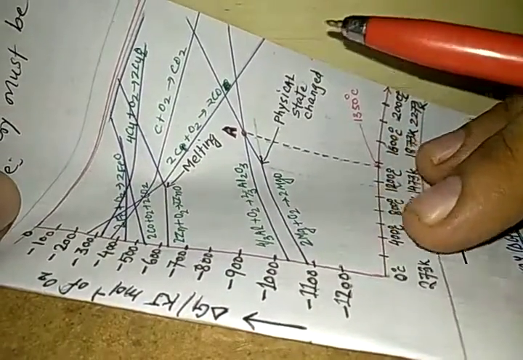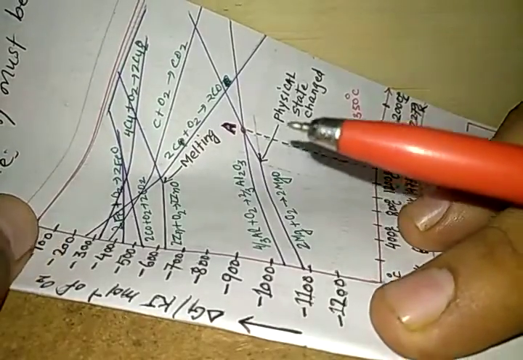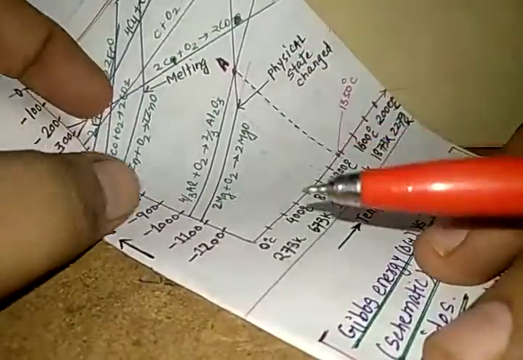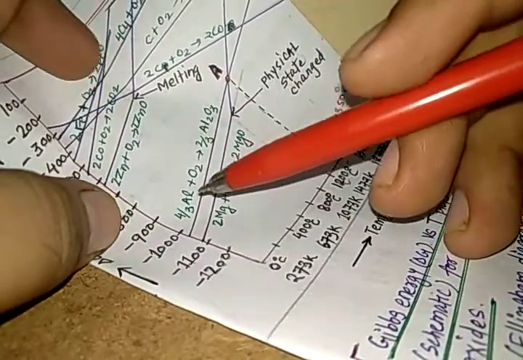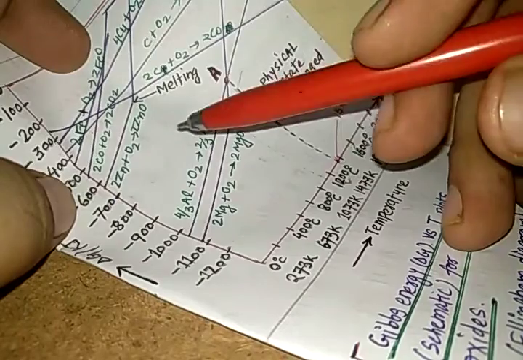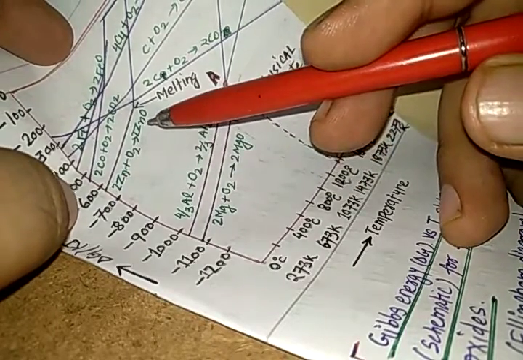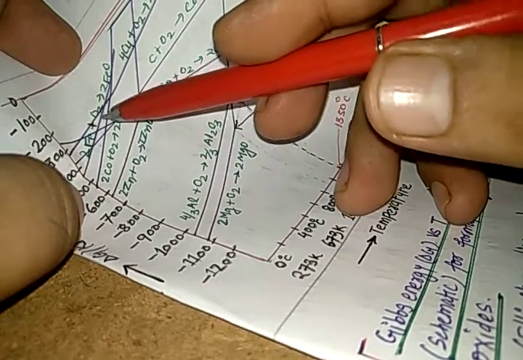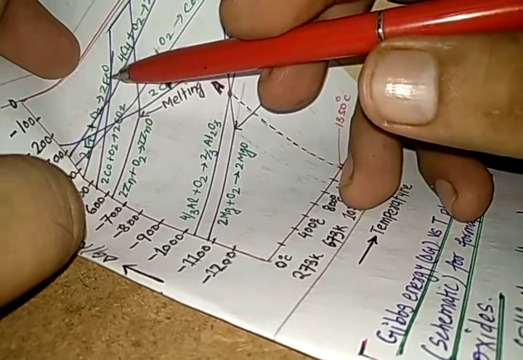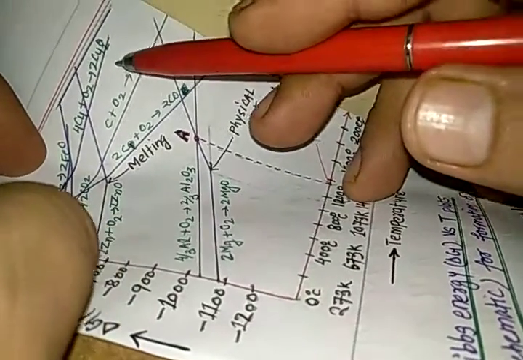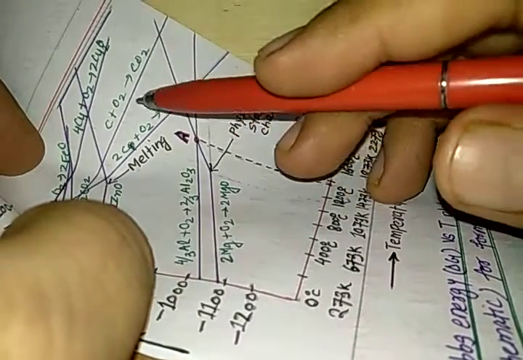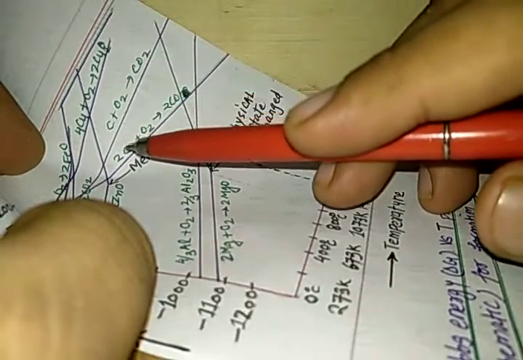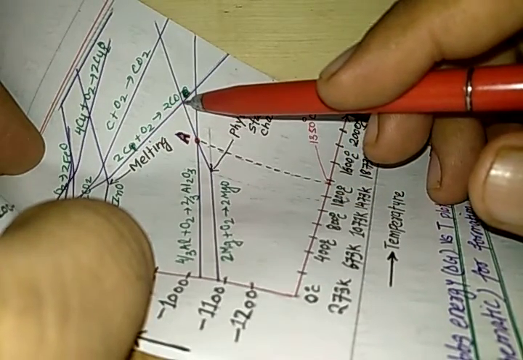You can see the various graphs available here. This is the graph for the formation of magnesium oxide. This is the graph for the formation of aluminum oxide. This is the graph for the formation of zinc oxide. This is the graph for the formation of carbon dioxide. This is the graph for the formation of iron oxide. This is the graph for the formation of cuprous oxide. This is the graph for the formation of carbon dioxide, and this is the graph for the formation of carbon monoxide.